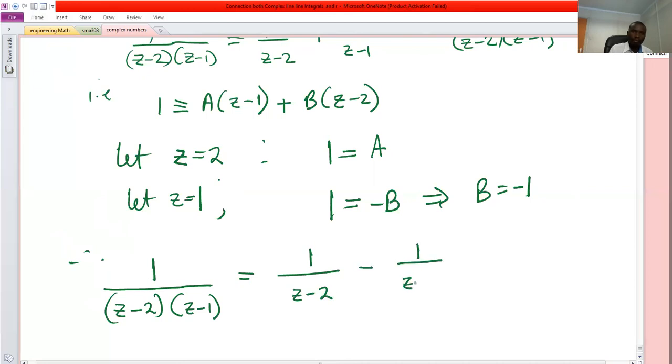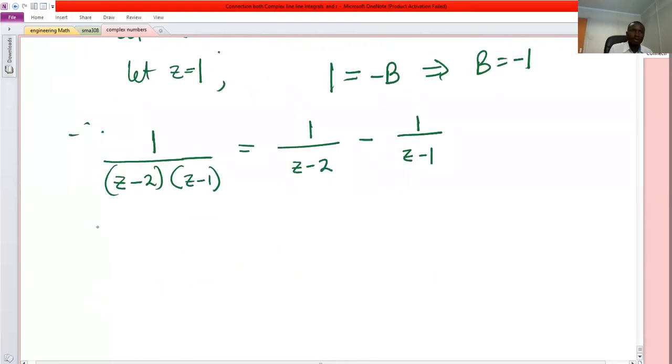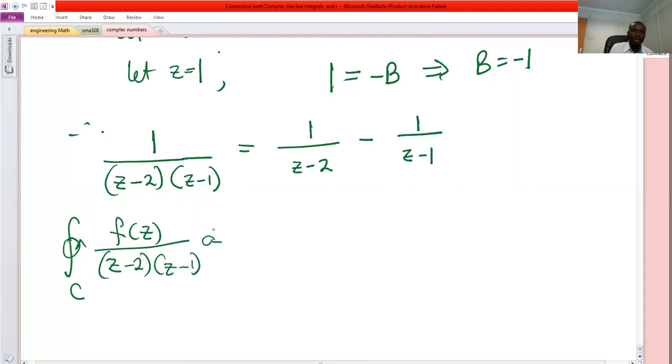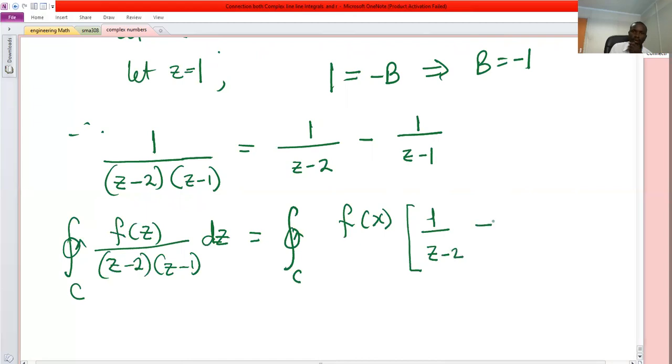So this is what we'll have. Therefore, going back to our integral, this means that the integral along C of f of z over (z minus 2)(z minus 1) dz will be the integral along C of f of z multiplied by 1 over z minus 2 minus 1 over z minus 1, and then dz. Remember, this is just the same as 1 over this denominator.